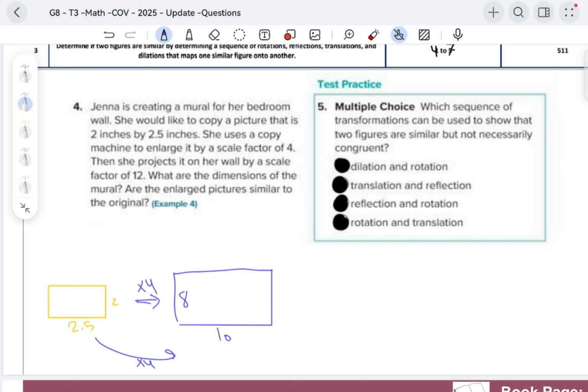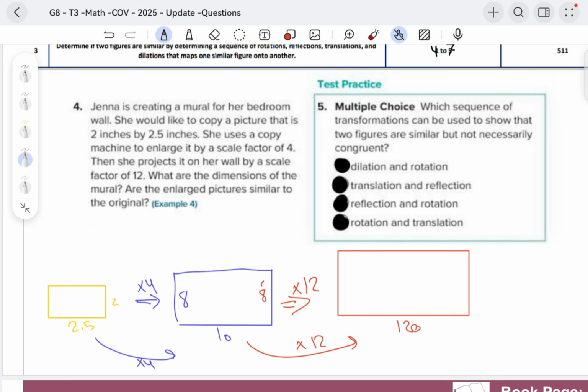After that, it says then she projects it on her wall by a scale factor of 12. So again, she made it bigger by a scale factor of 12. I'm gonna multiply this by 12, and the width also will be multiplied by 12. 10 times 12 is 120. 8 times 12, 10 times 8 is 80. 2 times 8 is 16, 96. So the new dimensions are 120 by 96 inches.